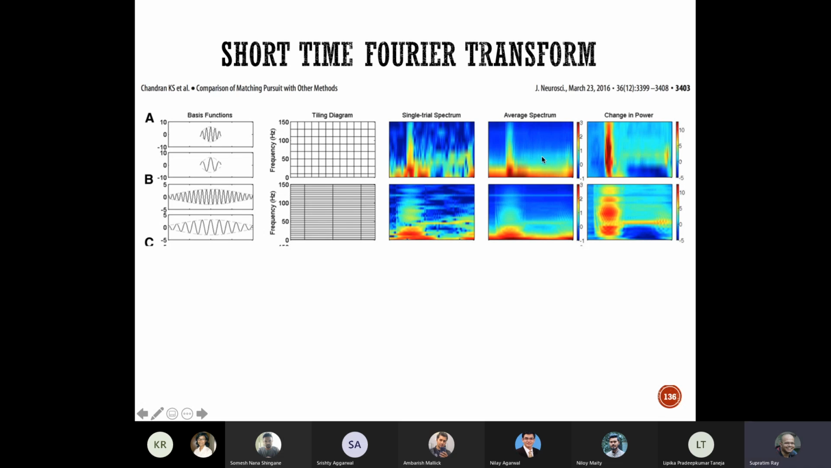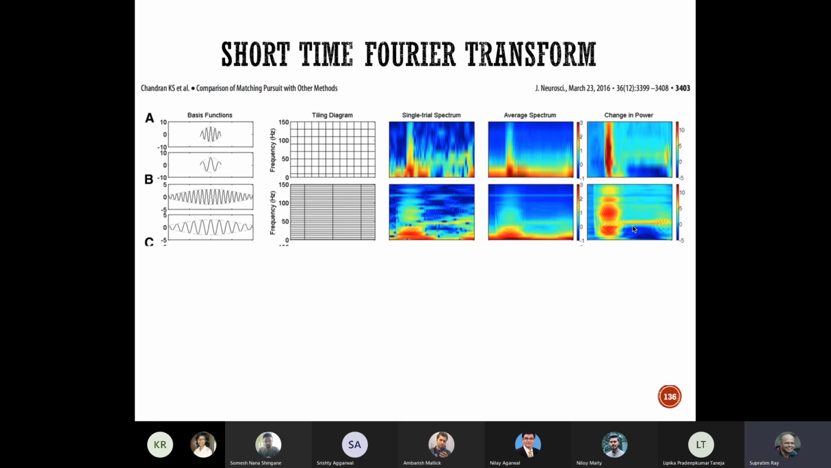Usually what we do is, instead of looking at the absolute power, we look at the change in power from baseline. Baseline is before stimulus onset. So you compute the spectrum before onset and then just look at how much it changed. And then this change in power is shown here. You can very easily, nicely see the transient response, but not the oscillatory response with a short window and vice versa.